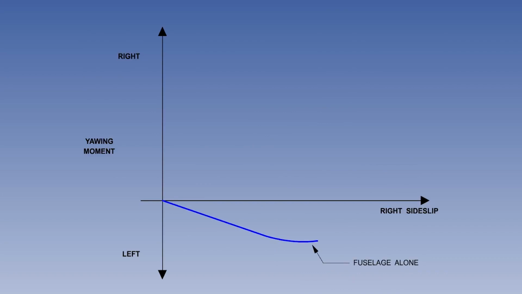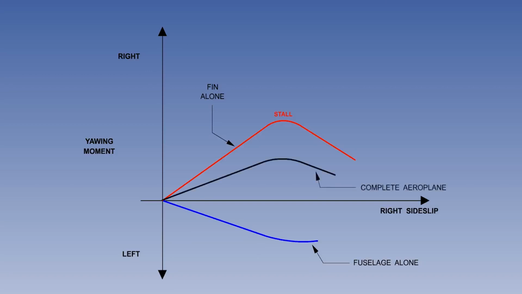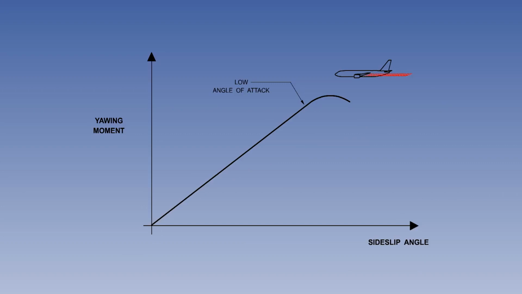To review the makeup of directional static stability, we can see that the fuselage is destabilizing. The fin alone is very stabilizing, but has a limited maximum side-slip angle because of the possibility of fin stall. The complete aeroplane has directional static stability, which can be restricted by the stall angle of the fin. The addition of a dorsal fin can retain acceptable directional stability, and it reduces the likelihood of fin stall during normal operations. The final thing to consider is the purpose of the ventral fin.